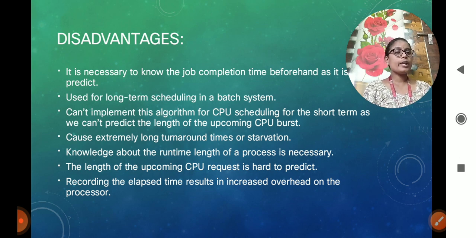This is non-preemption. After completion of the burst time of one process only, another process enters. So another process must wait for a long time for the CPU allocation, so the turnaround time for each process increases. These are the disadvantages of the shortest job first algorithm.